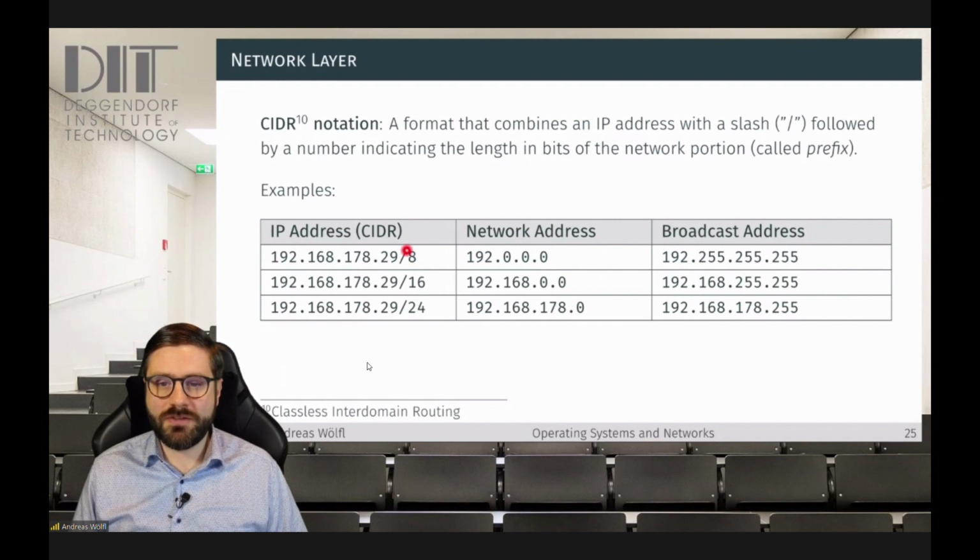So if you have a prefix of 8, that means the first 8 bits are for the network portion, and the remaining 24 bits are for the host portion. So the range of IP addresses in the respective subnet starts from, in this example, 192.0.0.0, and it ends in 192.255.255.255.